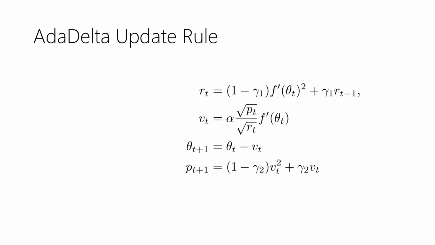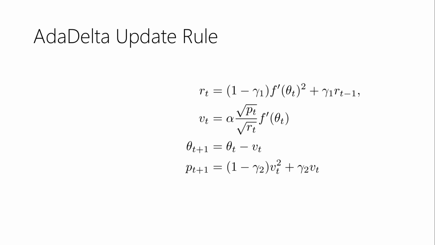Coming to the AdaDelta optimizer. AdaDelta is an extension of AdaGrad that seeks to reduce its aggressive, monotonically decreasing learning rate. Instead of accumulating all past squared gradients, AdaDelta restricts the window of accumulated past gradients to some fixed size w. Instead of inefficiently storing w previous squared gradients, the sum of gradients is recursively defined as a decaying average of all past squared gradients. The AdaDelta update rule is as follows.